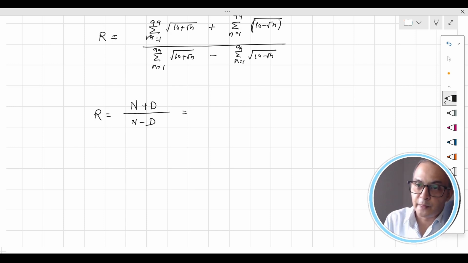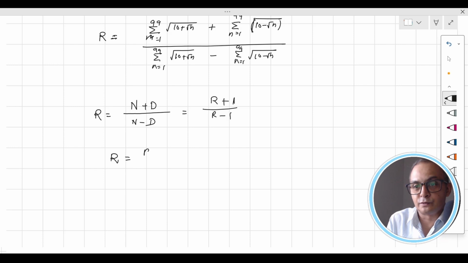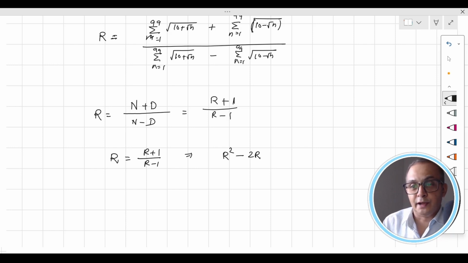So what I'm going to do, I'm dividing this ratio by d. So we get r, because n by d will become r. So r plus 1 by r minus 1. So we got a quadratic equation which is r is equal to r plus 1 by r minus 1. Let's simplify this. So we get r square minus r minus 2r and minus 2 perhaps, no, minus 1.